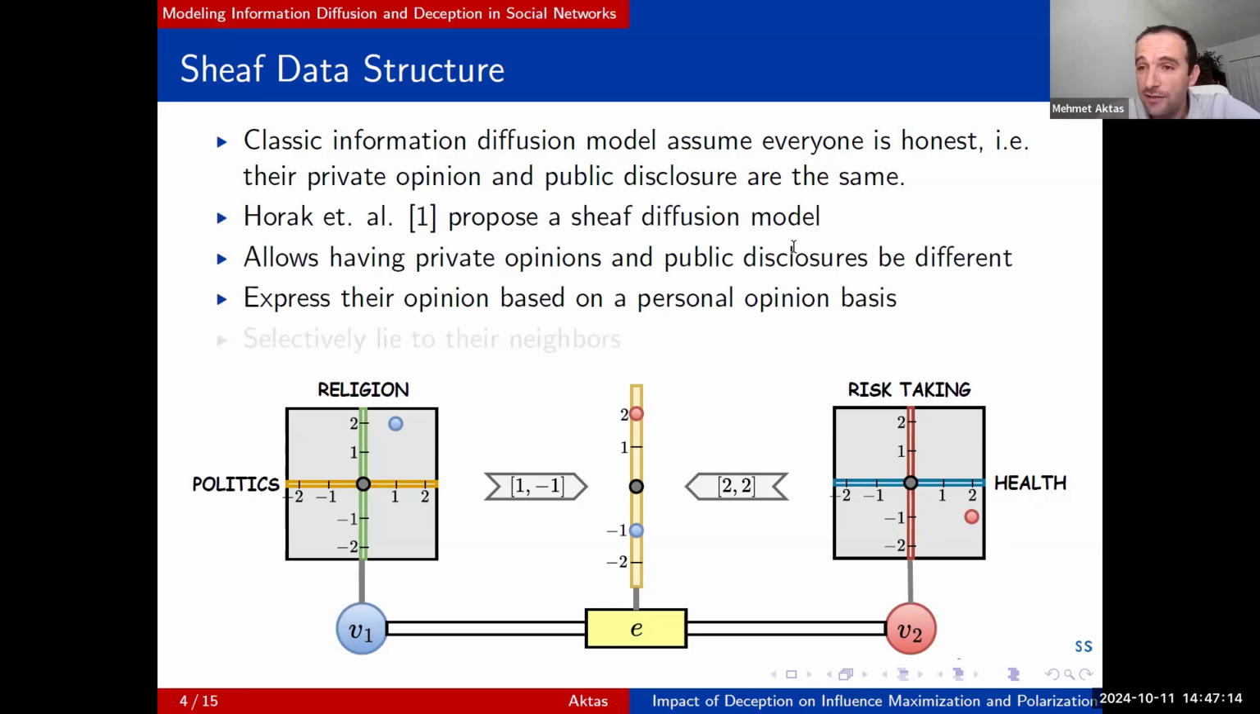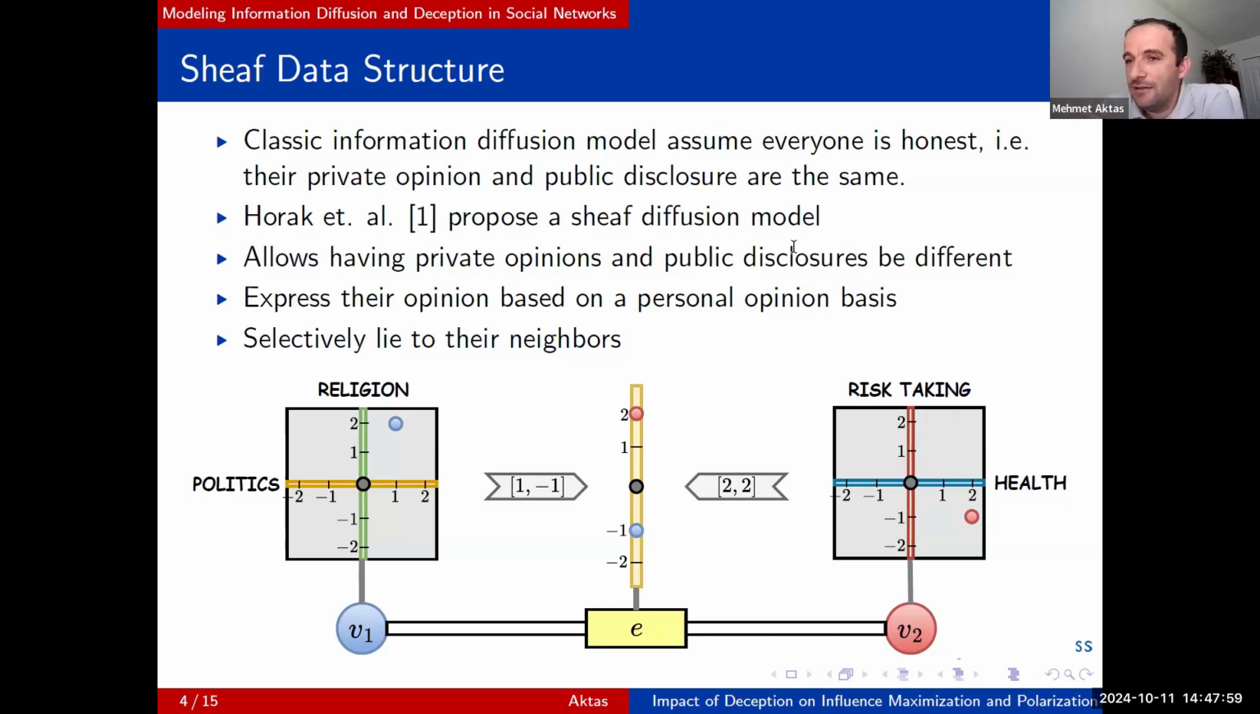And another thing that this information diffusion model gives us is that we can express their opinion basis. So, for example, if I decide on vaccination, I may use religion and politics as my opinion basis, but some other people could use risk-taking and health as their opinion basis. When I say opinion basis, I mean they just consider those two dimensions while deciding whether to get the vaccine. And this model allows people to selectively lie to their neighbors, because, as I said, private opinion and public disclosure are different.